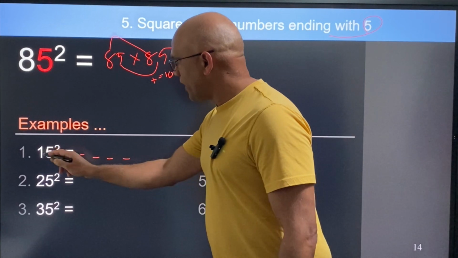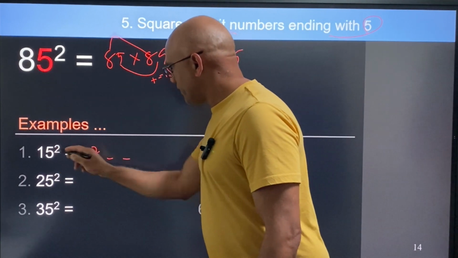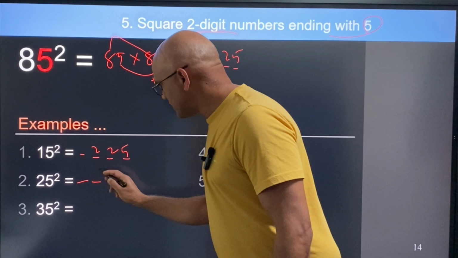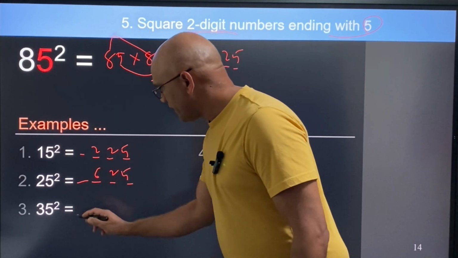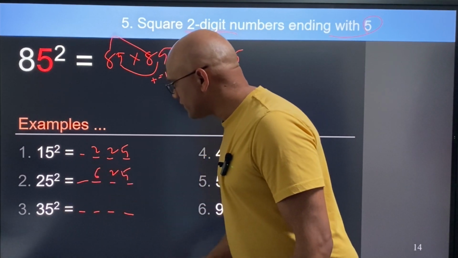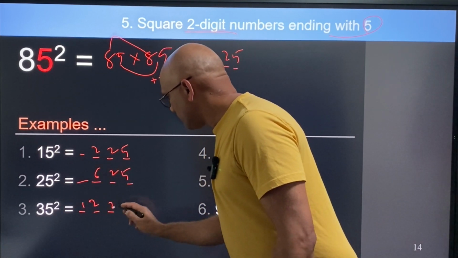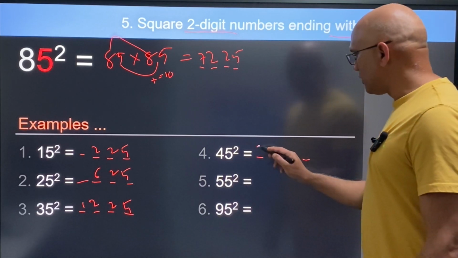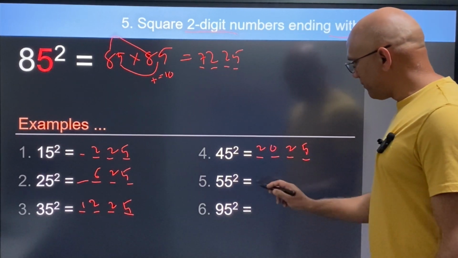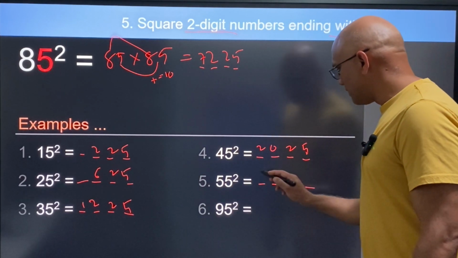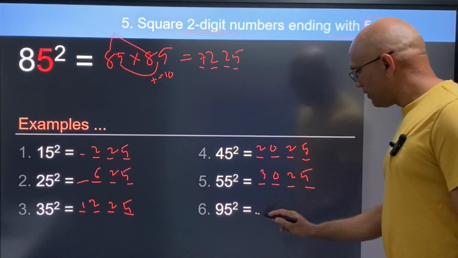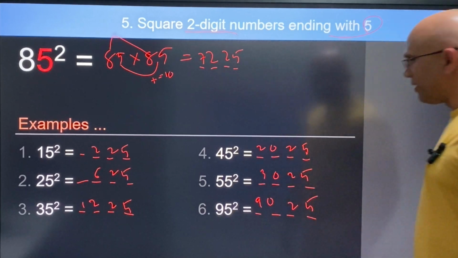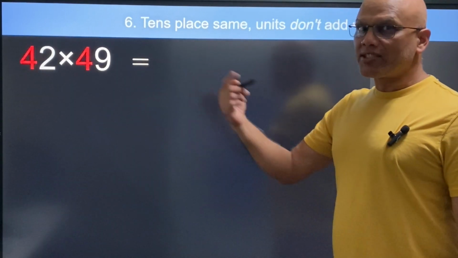All right, so let's do some examples. 1, 2, 3, 4. So 1 times the next integer is 2, so there is 2. 5 times 5 is 25. All right, so here 2 times 3 is 6, 25, and here 3 times the next integer is 4, so that is 12, 25. 1, 2, 3, 4. 4 times the next integer is 5, so that is 20. 5 times 5 is 25. 1, 2, 3, 4. 5 times 6 is 30, 25. 9 times the next integer is 10, so 90, 25.